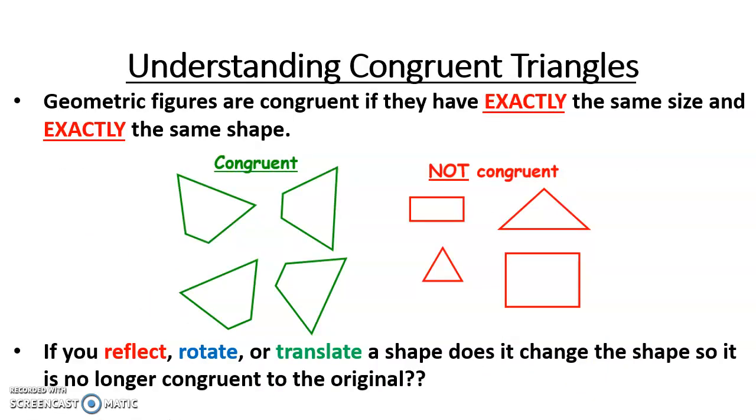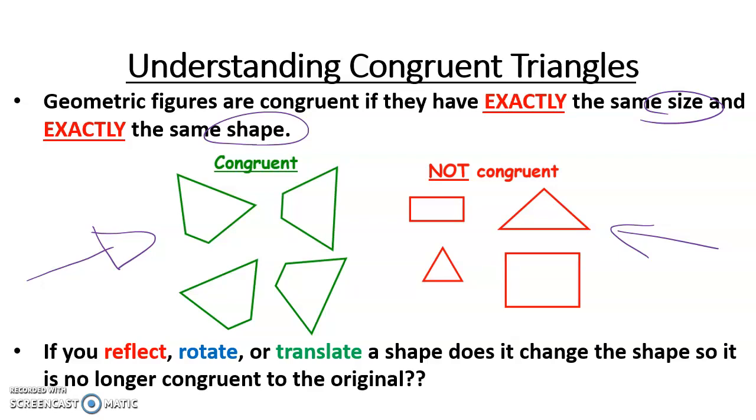Geometric figures are congruent if they have exactly the same size and exactly the same shape. If we look in this example to the right of the arrow, these shapes in green are congruent. They are the same size and the same shape. However, if we look at the red example, these shapes are not congruent. They are neither the same size nor the same shape.